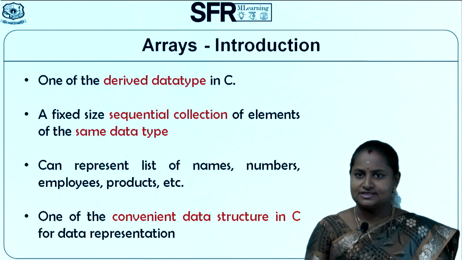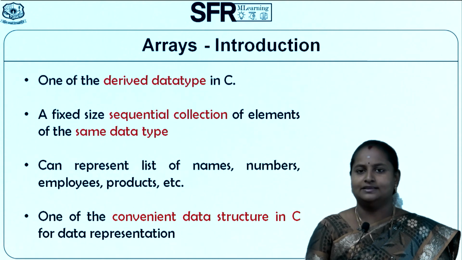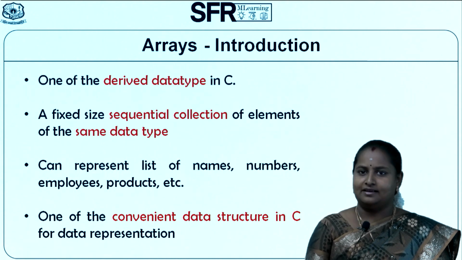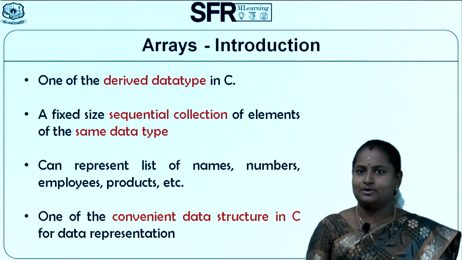First, we are going to see some introduction about arrays. First of all, an array is a derived data type in C. It's nothing but a fixed, that is, sequential collection of elements of the same data type. Same data type means if we declare an array as integer, then only integer elements will be allowed in that. If we declare it as a character array, then only characters will be allowed in that. So, it is a sequential collection of elements of the same data type.